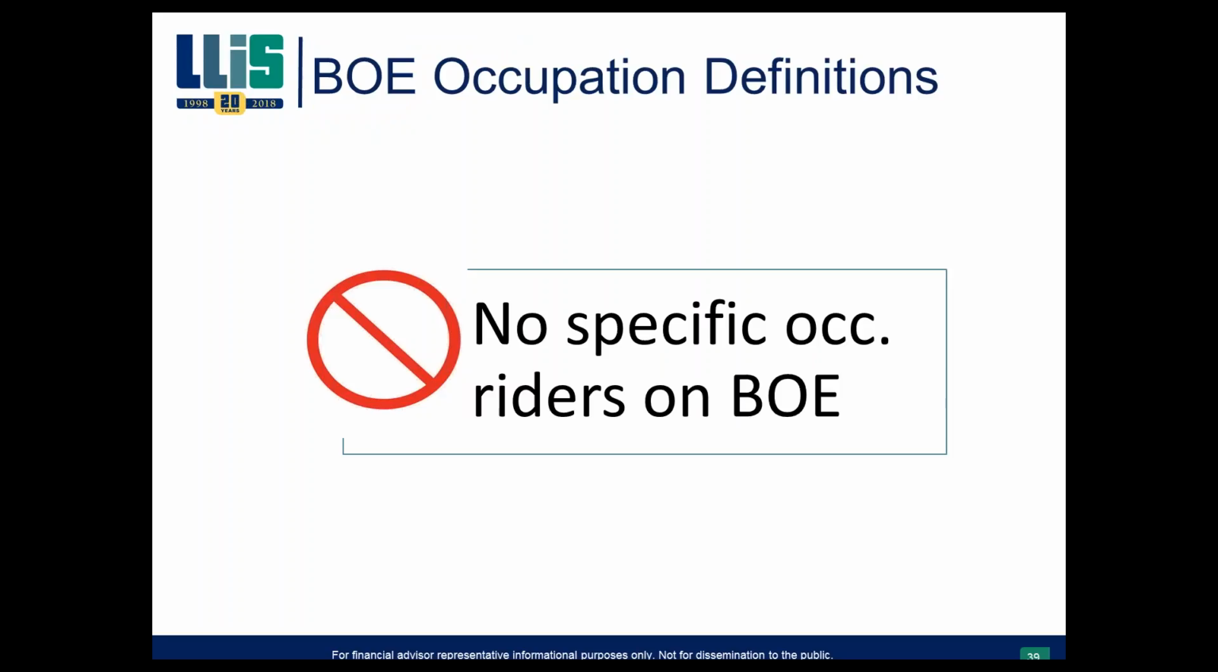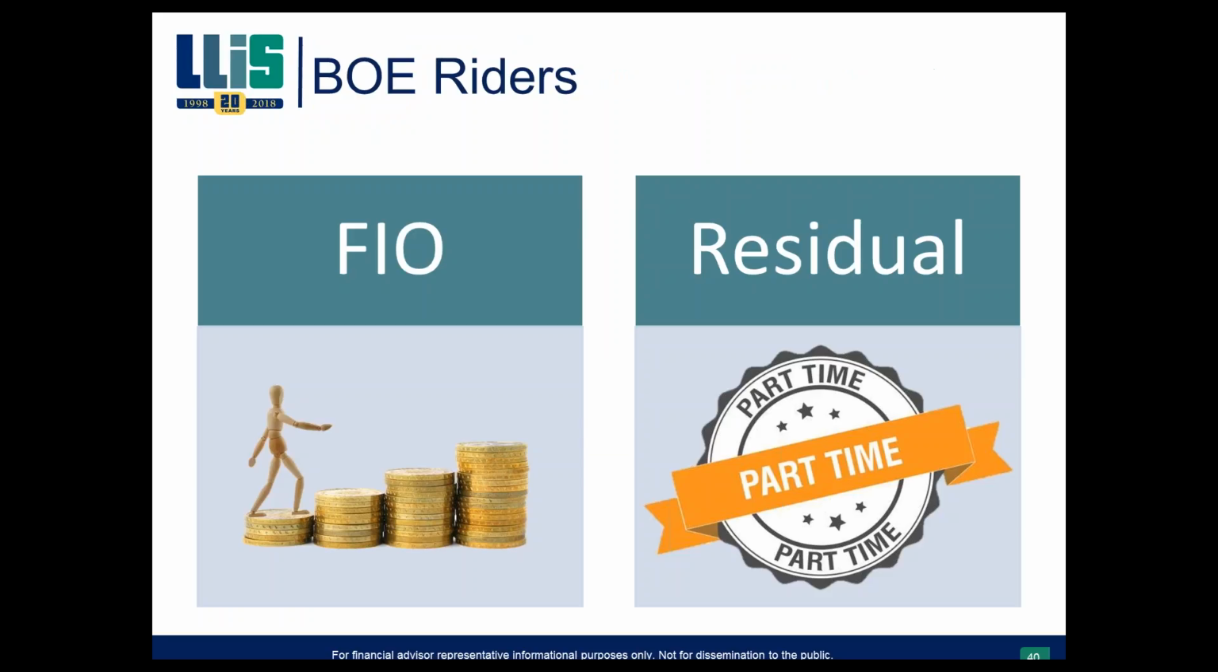There are no specific occupation definitions associated with business overhead, but there are some riders that you could add on to it. The future increase option rider, this one's really important because if your client's expenses do go up, if they were running at $15,000 and now they're $20,000, we want to be able to increase that monthly benefit as those expenses go up, and that's what that future increase option rider would do.